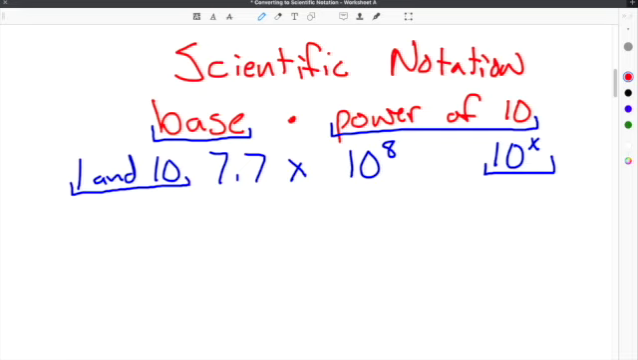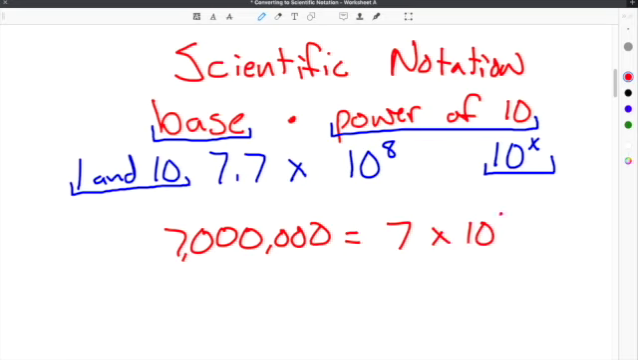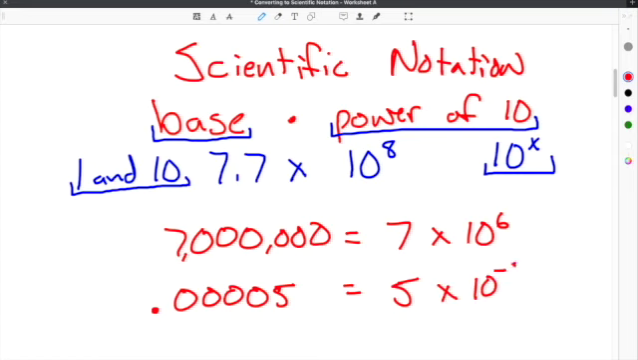In order to show you how to do scientific notation, you're going to be taking really large numbers, like say 7 million, and rewriting it into the form of scientific notation. Or really small numbers, like say 0.00005, and rewriting it into scientific notation.